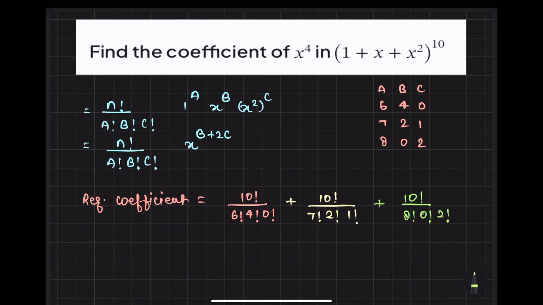Okay, now we will simplify this thing, and then things are done. We got the required coefficient. I hope the idea is clear and you can handle similar situations. Okay.